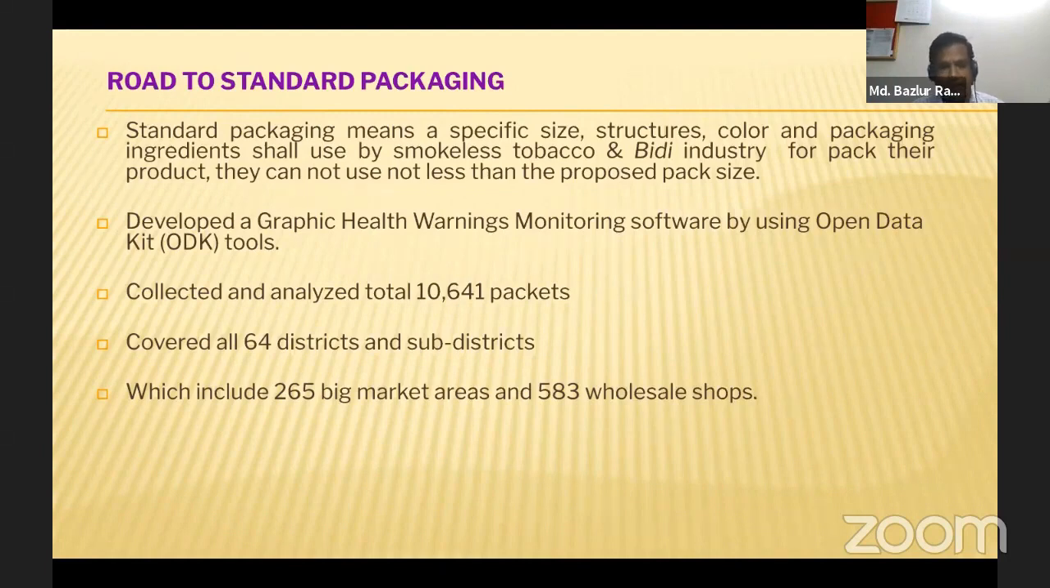So now I want to share some key points. We have collected 10,641 packets from all over the country. That means we covered all 64 districts out of 64 and sub districts. We identified 265 big markets, I mean wholesale market areas, where we identified 583 wholesale shops.